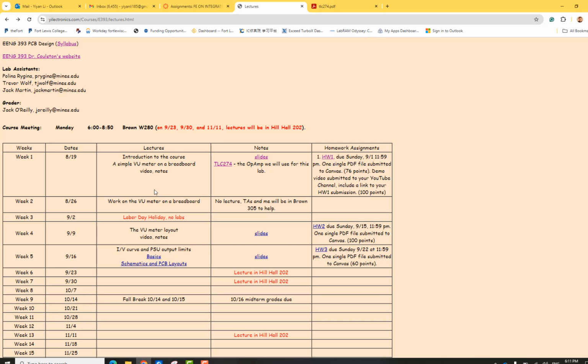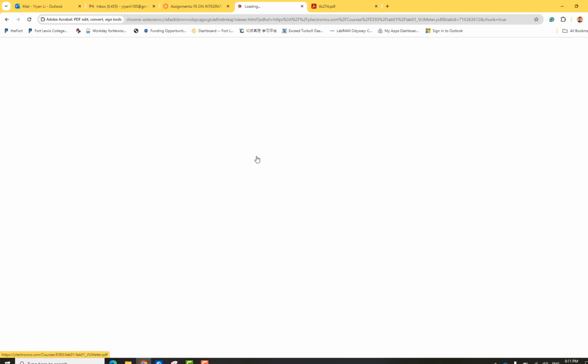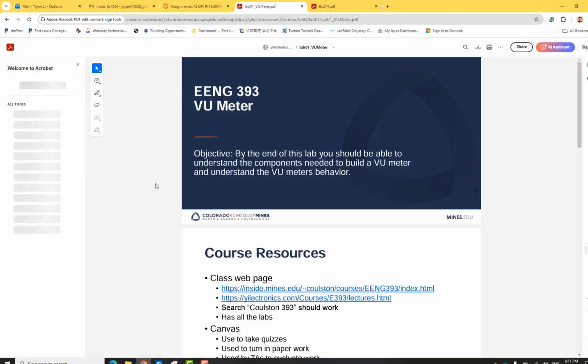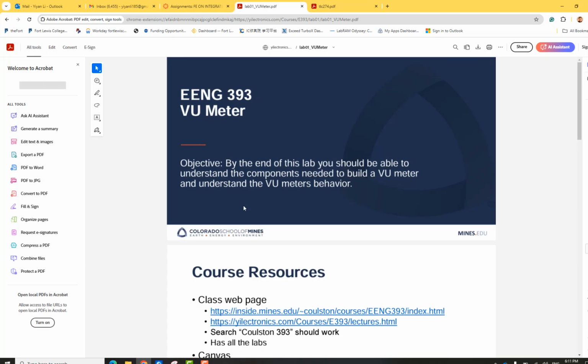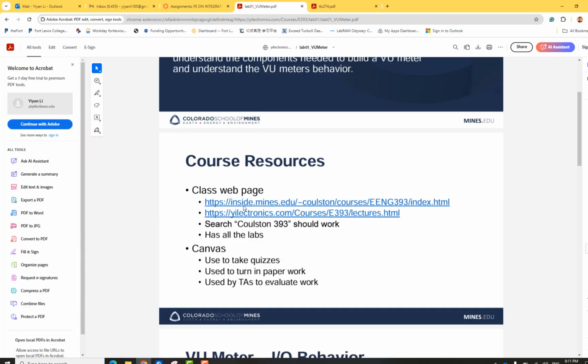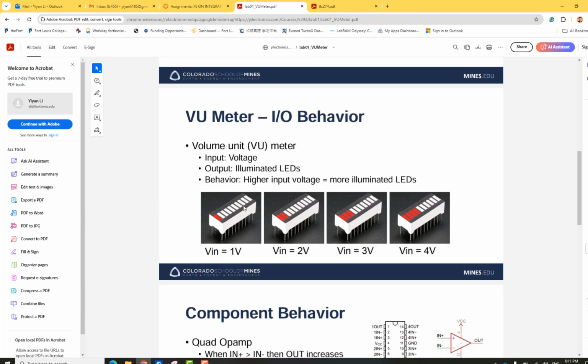Okay, let's talk about the circuit design. I usually don't use slides, but let's use it. So the link is available on my website. I think the name of the circuit is called the VU meter. It's a volume unit meter. It's showing a LED depending on the volume of the voice or signal.